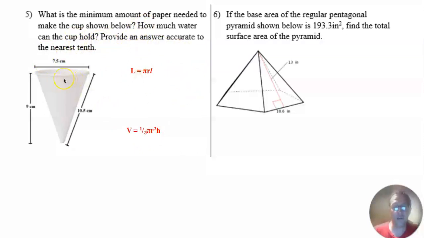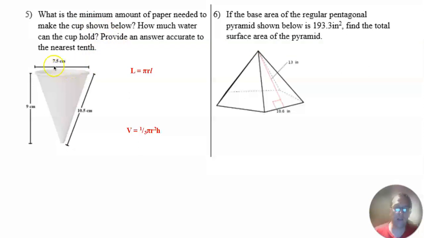I want you to pause the video. And actually, hold on. We want surface area of the cup. Does the cup have a top? The cup doesn't have a top, does it? So that means we don't want the total surface area. We just want the lateral surface area. Okay, so it's just going to be the pi r L. Okay, so go ahead and do that and pause the video. Come back when you got your answers.